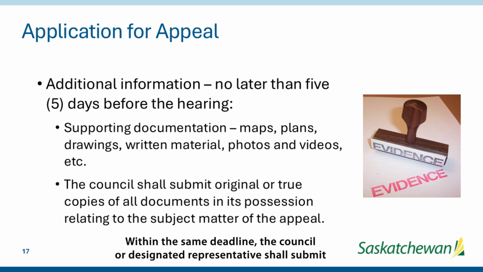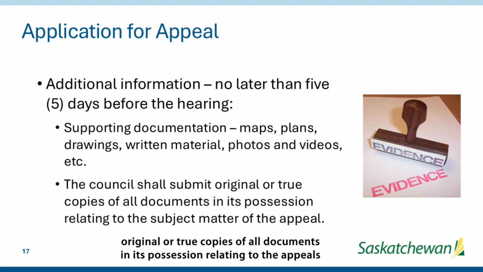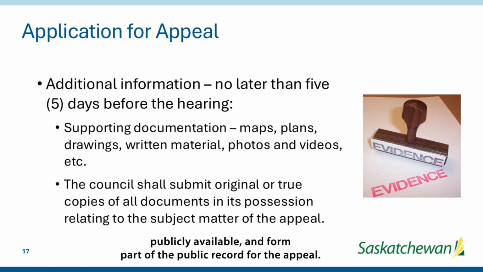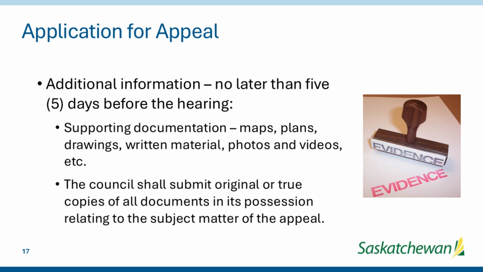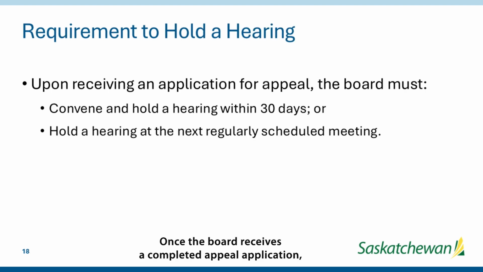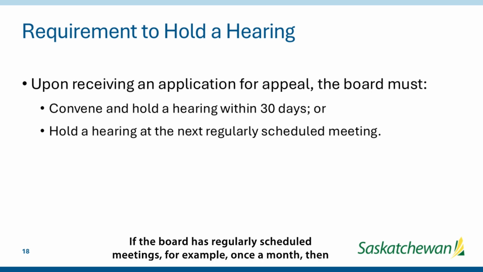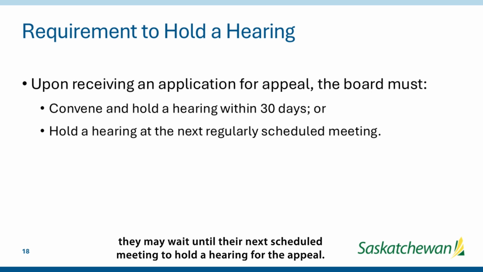Within the same deadline, the council or designated representative shall submit original or true copies of all documents in its possession relating to the appeal's subject matter. All documents submitted by any party must be made publicly available and form part of the public record for the appeal. Once the board receives a completed appeal application, they are obligated under the Act to hold an appeal hearing within 30 days. If the board has regularly scheduled meetings, for example, once a month, then they may wait until their next scheduled meeting to hold a hearing for the appeal.